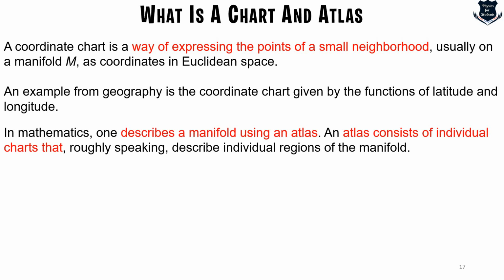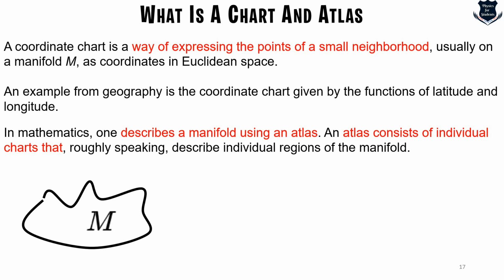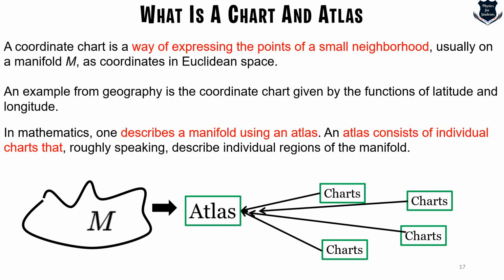So what we can say is that in mathematics, one describes a manifold using an atlas. An atlas consists of individual charts. We just saw that the atlas is basically the total of individual charts, and charts are basically those functions. Here I have taken just an arbitrary manifold M, and from here what I get is an atlas, which is a summation of individual functions. Here they come, they go directly to the atlas.